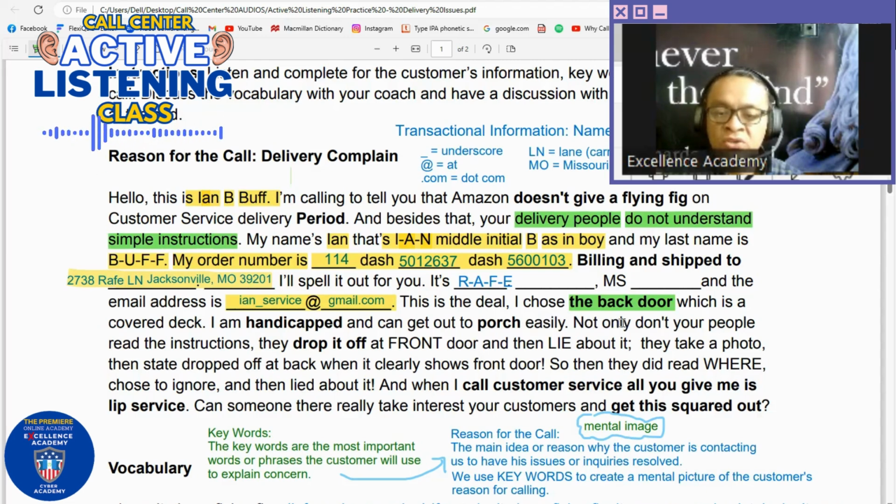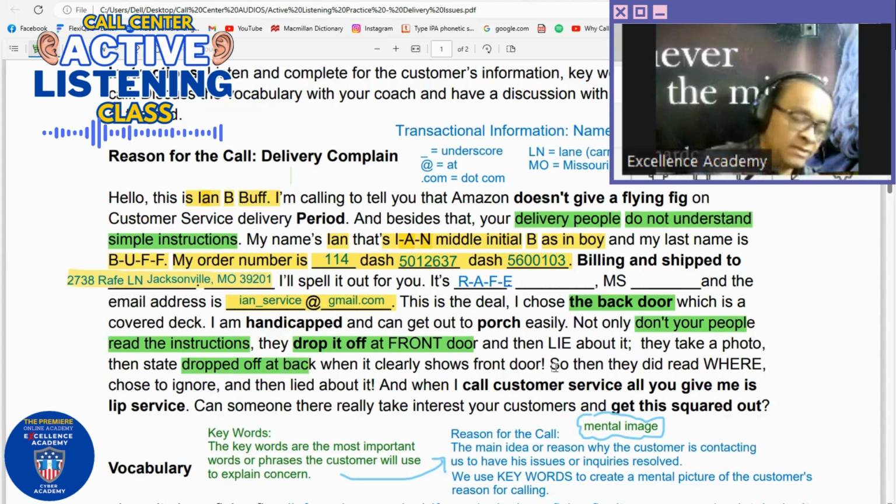Not only don't your people read the instructions. So here, your people again is the driver, who doesn't read the instructions. They drop it off at the front door and then lie about it. So the driver drops it off at the front door. They take a photo, then they state dropped off at back when it clearly shows the front door.